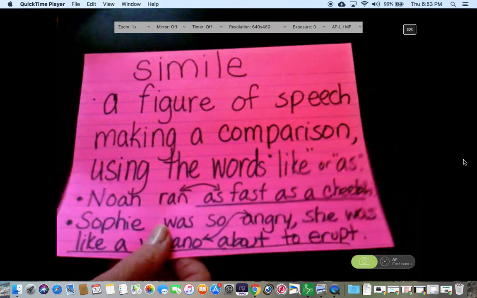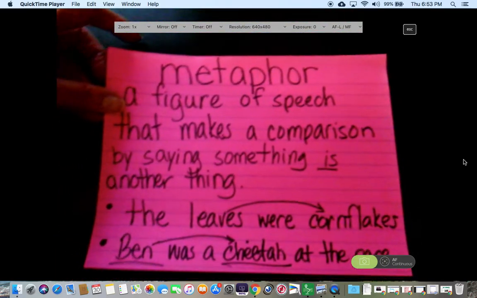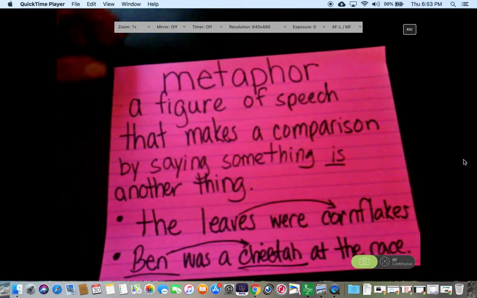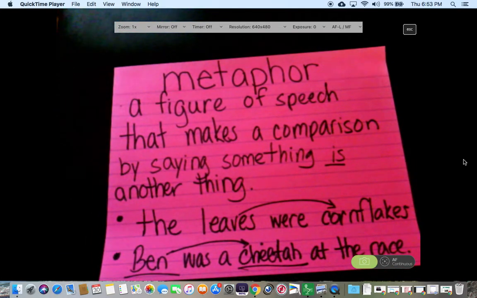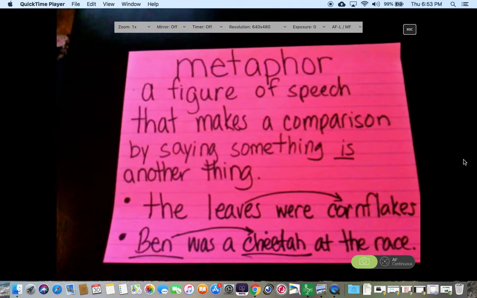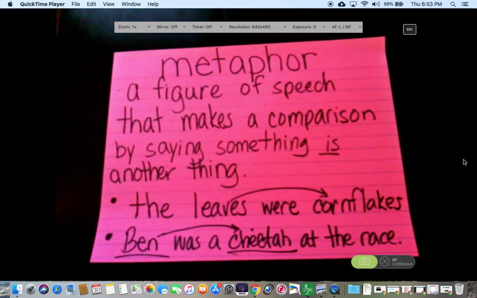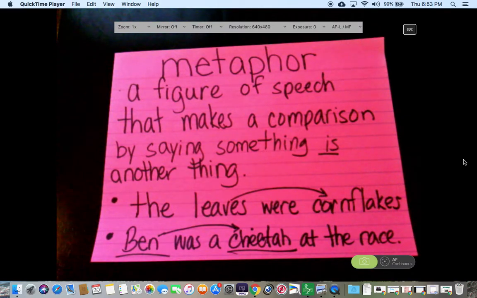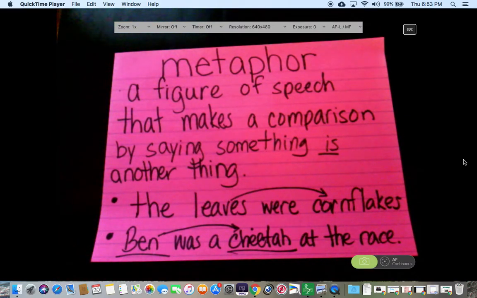They're very upset. A metaphor, though, boys and girls, is a figure of speech that makes a comparison by saying something is another thing. So in this case, the author might say something like, the leaves were cornflakes. So you can picture the fall leaves. Cornflakes are kind of brown and curly and crunchy, and you can picture the leaves when they fall in the fall right before winter.